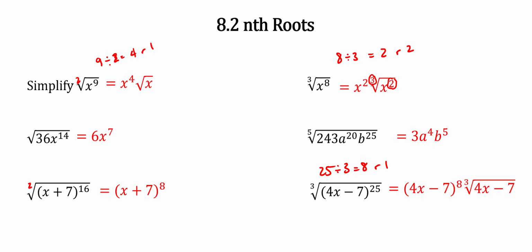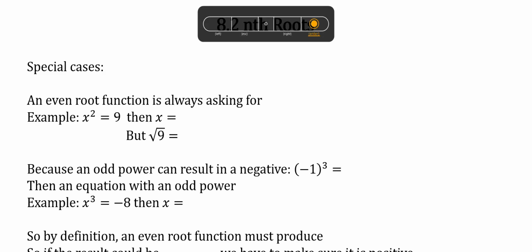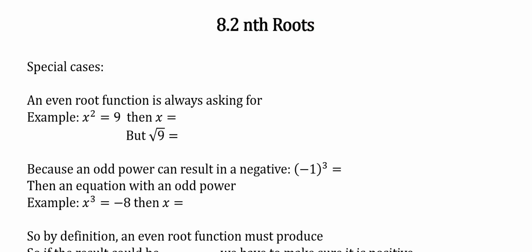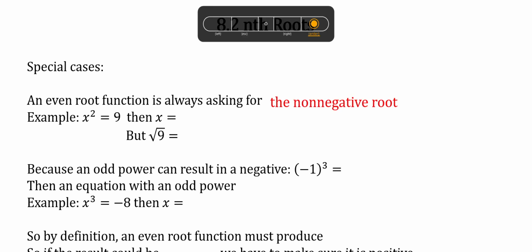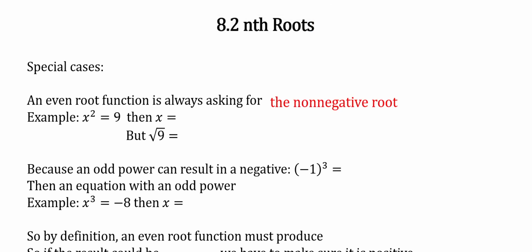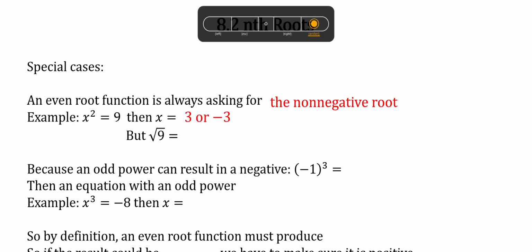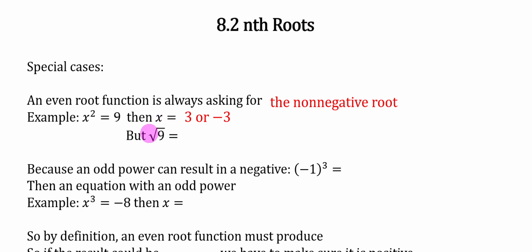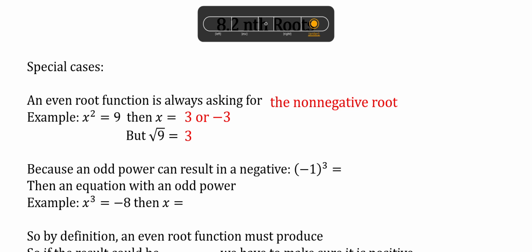All right. We have to get into a thing here. Don't get too hung up on this, but the square root function is always asking for a non-negative. So if x squared is 9, then we know x is 3 or negative 3. But literally this symbol that says the square root of 9 is asking for the non-negative square root of 9. So that's only going to be 3.